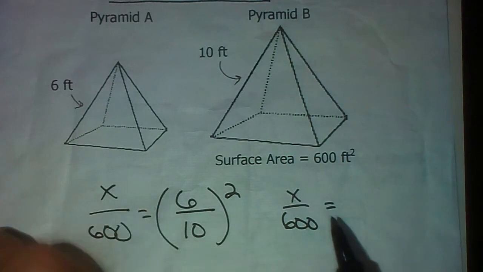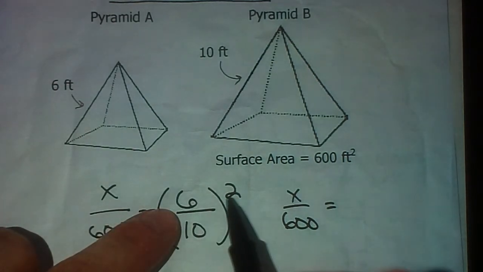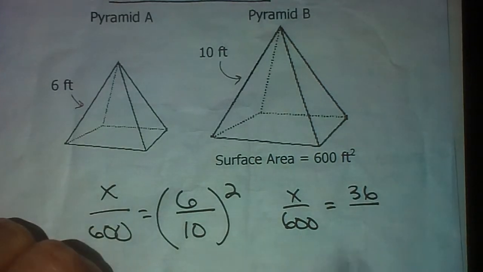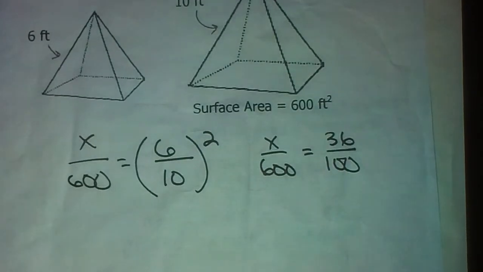It's not 12 over 20. Don't put 12 over 20. If I wanted to say 6 times 2, I would say 6 times 2. I wouldn't use a little exponent. 6 squared means 6 times 6, which is 36. 10 squared means 10 times 10, which is 100. Now we have a proportion that we recognize that we can solve.